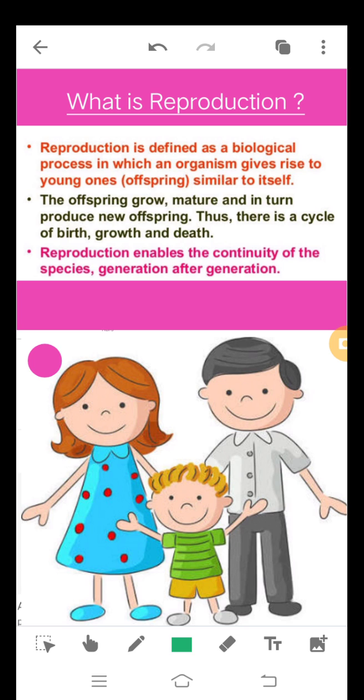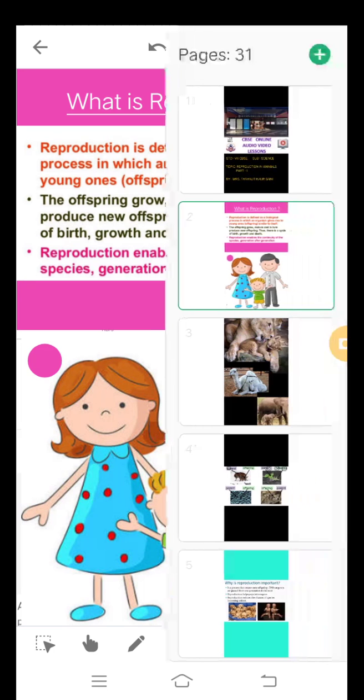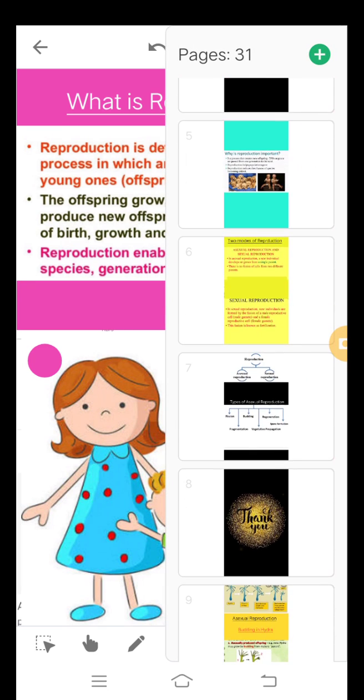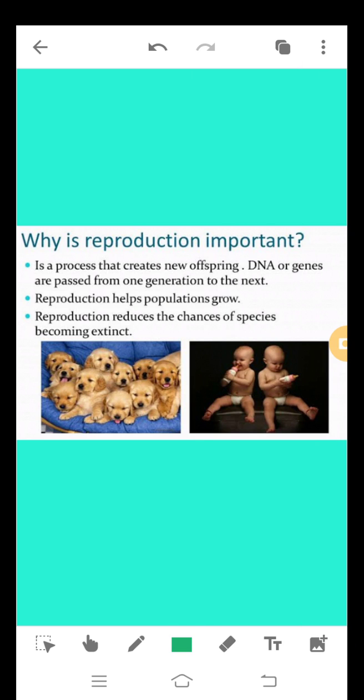So, reproduction enables the continuity of the species generation after generation. Therefore, this is a very important process. So, why is reproduction important? It is a process that creates new offspring. DNA or genes are passed from one generation to the next.